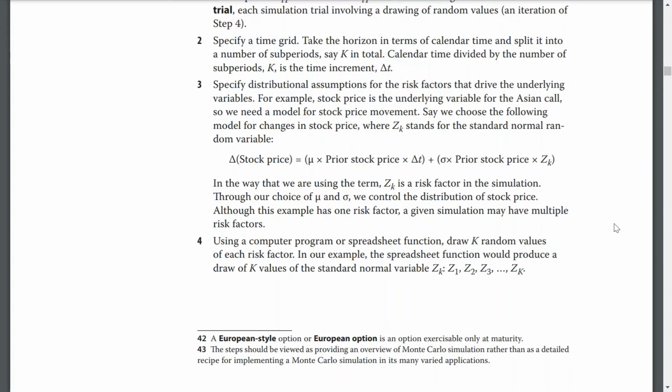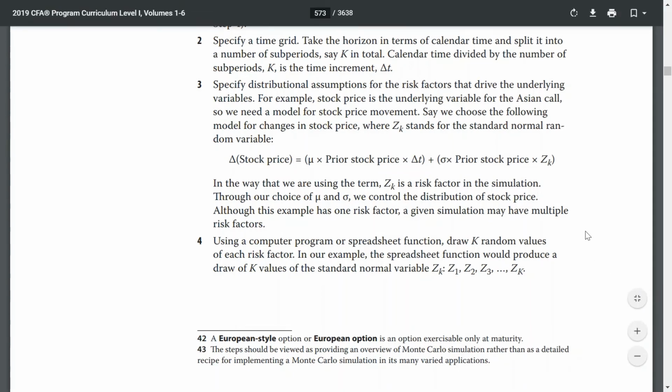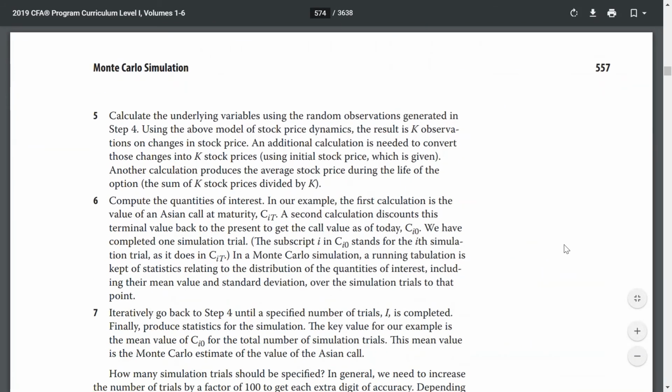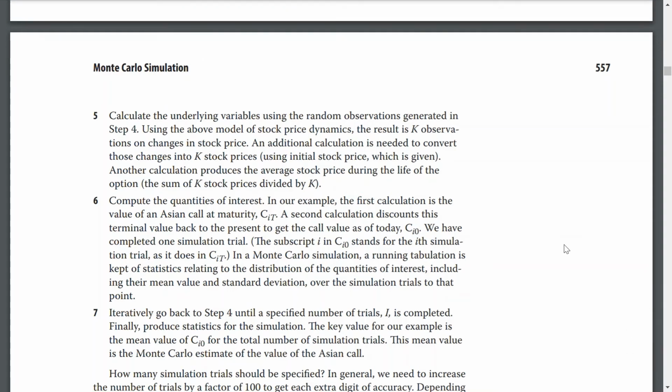Using a computer program or spreadsheet function, draw K random values of each risk factor. In our example, the spreadsheet function would produce a draw of K values for the standard normal variable Zk, which is Z1, Z2, Z3, all the way to ZK. Calculate the underlying variable using the random observations generated in step 4 using the above model of stock price dynamics. The result is K observations on changes in stock price. An additional calculation is needed to convert those changes into K stock prices. Using the initial stock price, which is given, another calculation produces the average stock price during the life of the option: the sum of K stock prices divided by K.